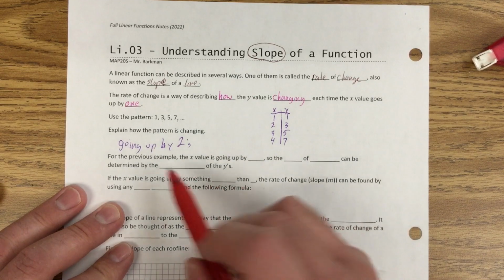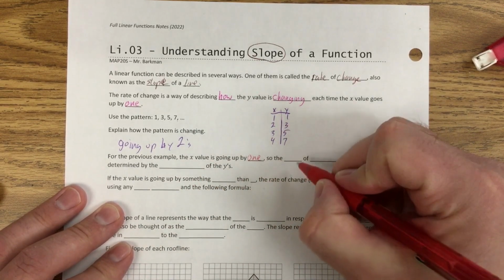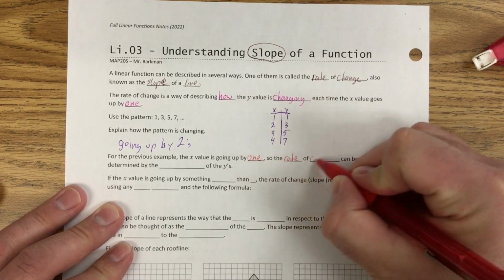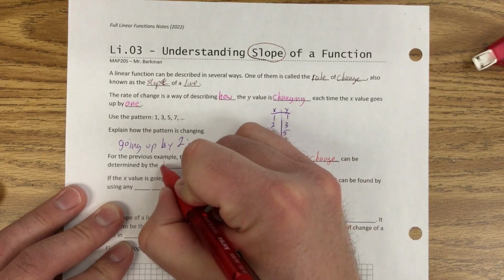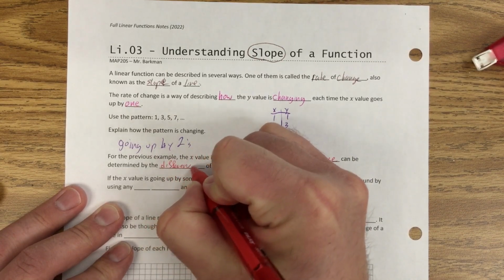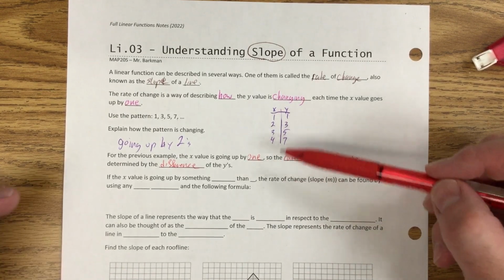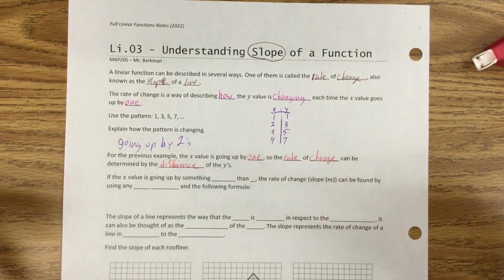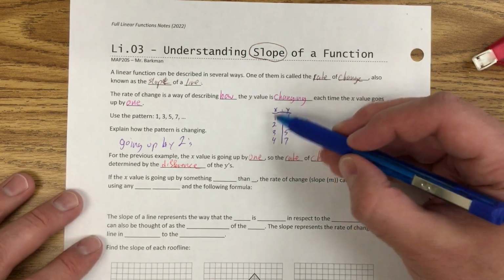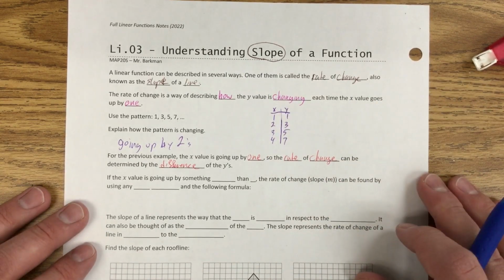For the previous example, the x value is always going up by 1. So the rate of change can be determined by the difference of the y's. The difference of the y's represents how it is changing because x is going up by 1. That's not necessarily always the case, because we don't always have a nice chart where the x is going up by 1. Sometimes the x is going up by something different and the y is also going up by something different.